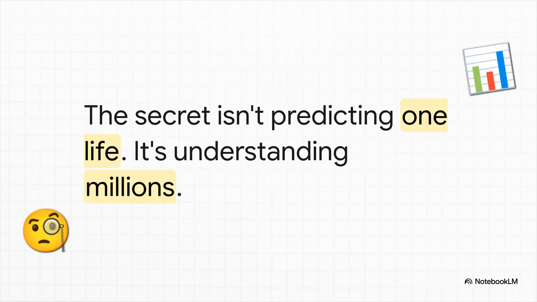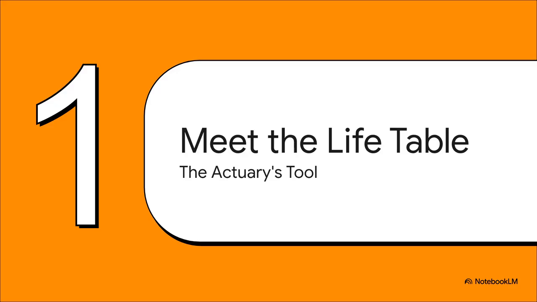Well, here's the trick. They don't even try to predict your future. They can't. Instead, they zoom out. They look at the incredibly predictable patterns that show up when you look at millions of lives all at once. The secret isn't fortune-telling, it's all about probability. And the tool that makes all of this possible? It's the Life Table. This is the bedrock, the absolute foundation of actuarial science. It's how they turn that massive, widespread uncertainty into a risk they can actually calculate.